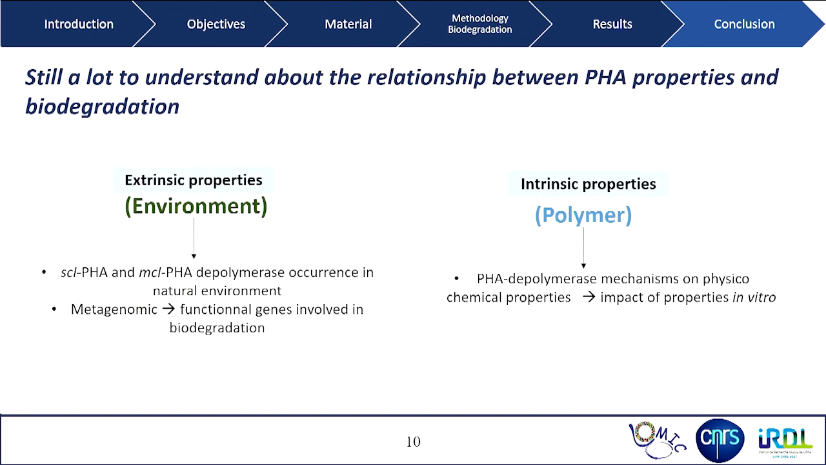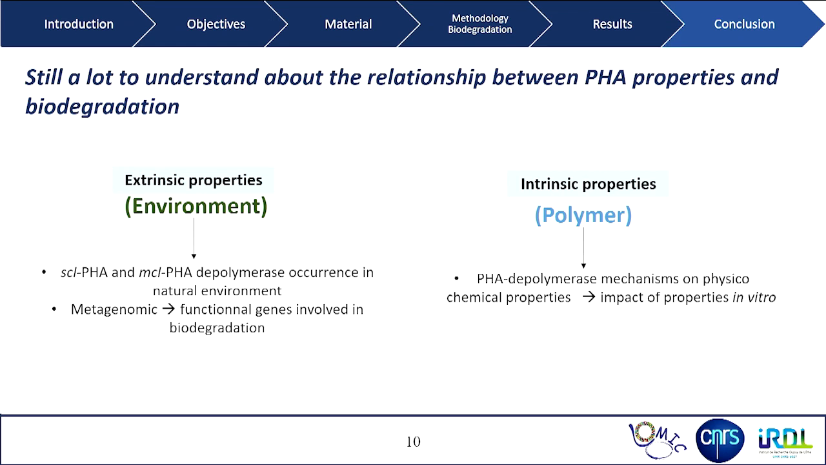So we still have a lot to understand about the relationship between the PHA properties, these amorphous and crystalline regions they can display, and the biodegradation, looking at the extrinsic properties, which means properties relative to the environment. Maybe short-chain PHA and medium-chain PHA depolymerase occurrence in the natural environment are not equal. Maybe there are more short-chain PHA depolymerases than other depolymerases. We also plan to look at functional genes involved in biodegradation.